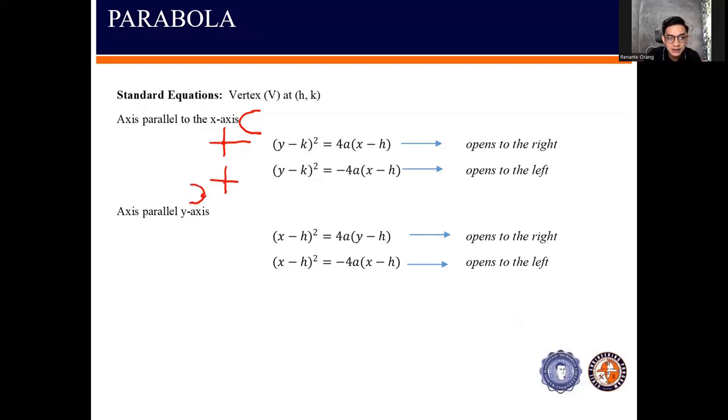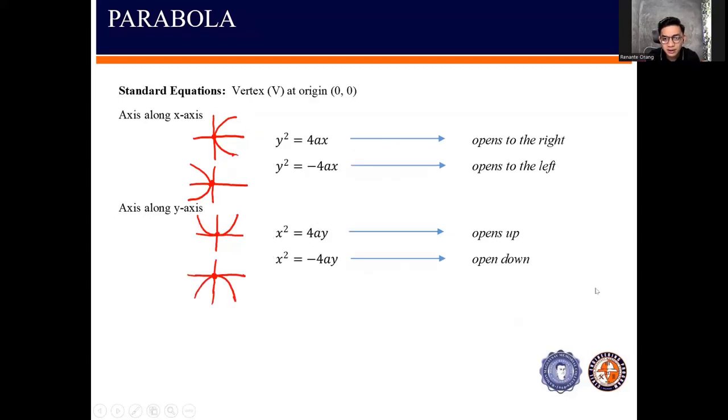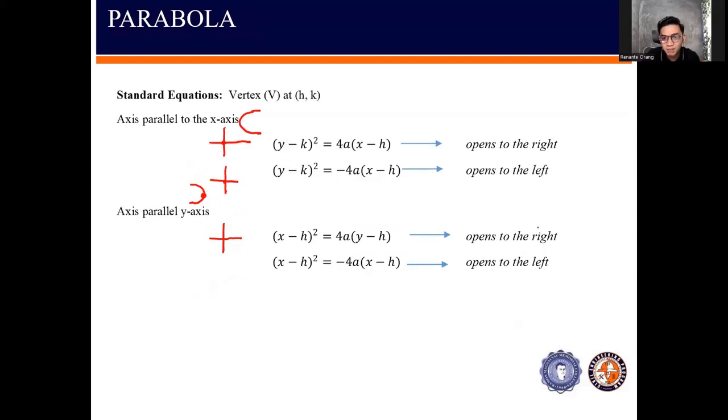Na coordinates, opens to the left. And next one, what if yung axis natin is parallel to our y-axis? So that is x, yung squared natin, minus h squared, ayan, is equivalent to 4a y minus h. Again, we are expecting na it opens to the right. Again, this is wrong. Ayan, this is opens upward.